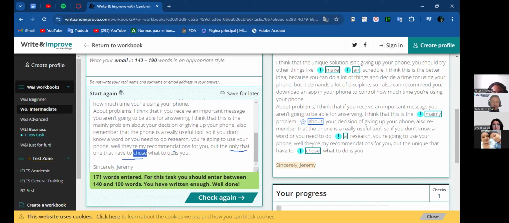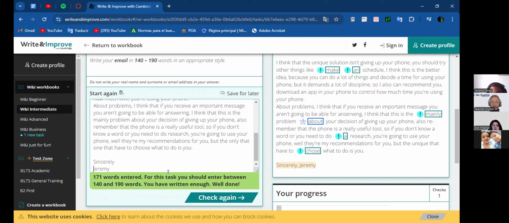Choose, ahí falta una O, no? I guess there is a missing O. There is an O missing. Choose. What to do is you. Sincerely. And remember, Jeremy must be in the next line. Okay, click on there. Excellent. Sincerely, Jeremy. Okay, got it?